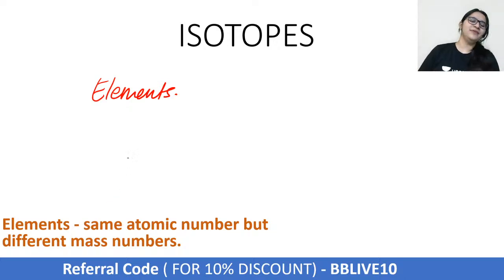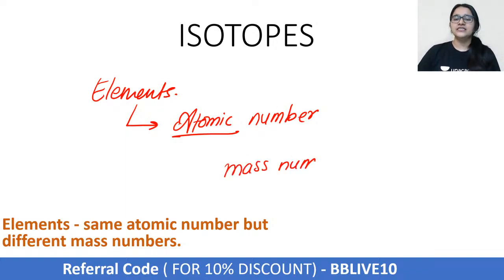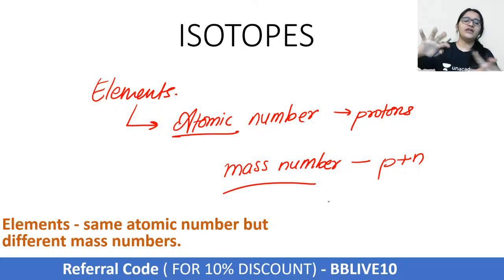To put it simply, these are elements which have the same atomic number. What do you mean by atomic number? The number of protons, and the number of electrons is the same. So the atomic number is the same, but the mass number is different. Atomic number depends upon the number of protons, and mass number depends upon protons plus neutrons. So what might be changing so that they have different mass numbers? Protons are not going to change. The number of neutrons is what changes.